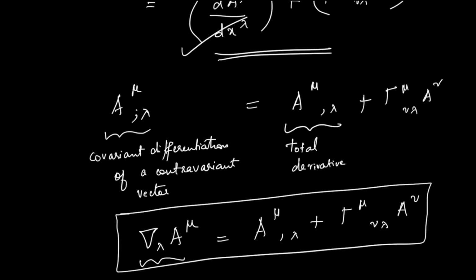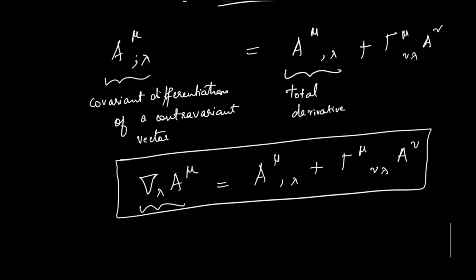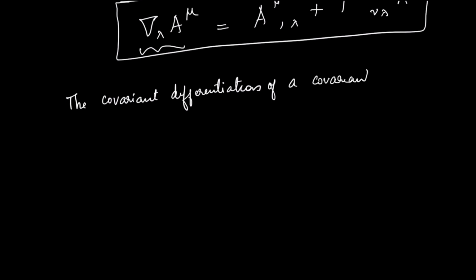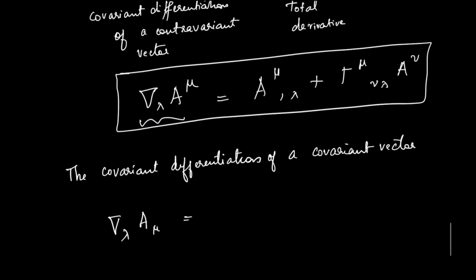Similarly, the notion of covariant differentiation can be extended to a covariant vector also, right? The covariant differentiation of a covariant vector is represented by this. Now I need a covariant vector, let it be A mu, given by the same as the above one.